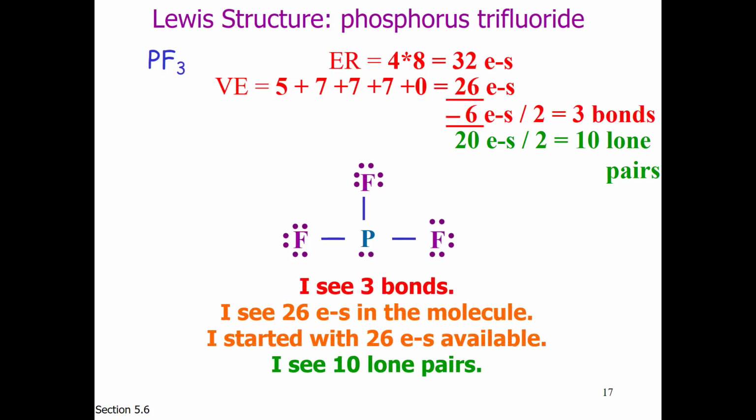Now let's look at our structure. We had 26 electrons to play with. 26. Are there 26 in this structure? Well, let's see. 2, 4, 6, 8, right? A bond counts as 2. 10, 12, 14, 16, 18, 20, 22, 24, 26. Yes, 26 electrons are in this structure. 10 lone pairs, 3 bonds.